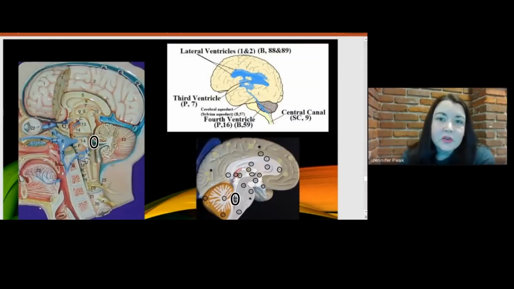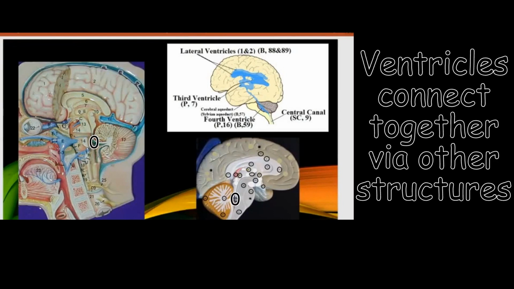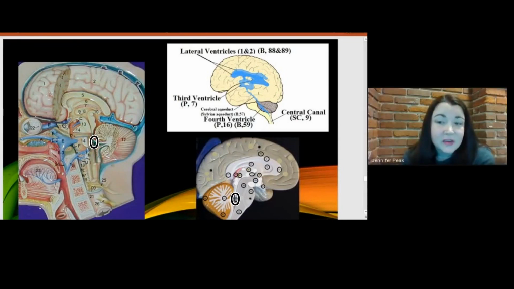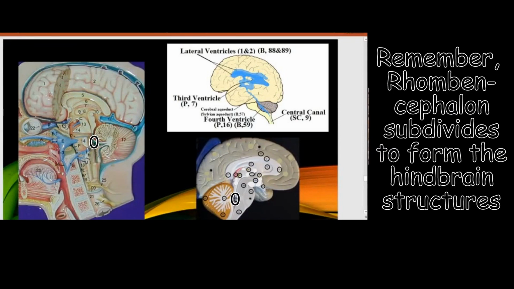Your fourth ventricle actually connects to the third ventricle via cerebral aqueduct. It's also known as the Sylvian aqueduct. The cerebral aqueduct is located on the brain model, but it's not listed on the answer key that you have to know. But if you just want to check it out, it's number 57. Your fourth ventricle is located on the brain model at 59 and also on the purple model at number 16.